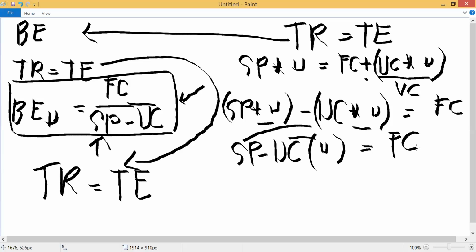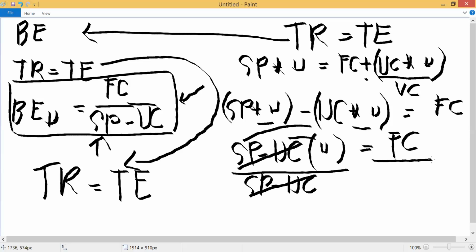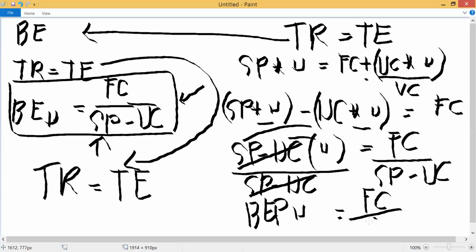So now we can divide both sides by SP minus UC to isolate U. The number of units, the BEP in units, is equal to FC over SP minus UC. Nice. So that's how we get the formula. Okay. Now, let's proceed.